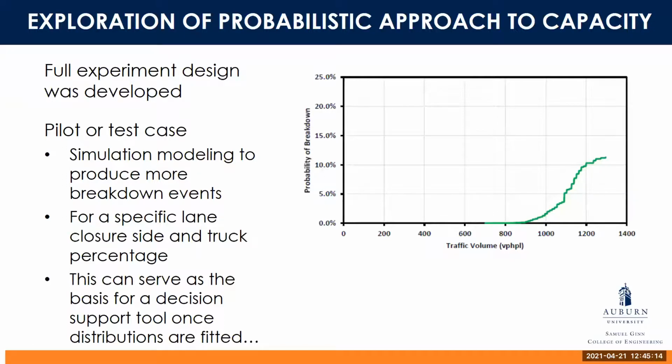Simulation modeling was needed to produce a lot more breakdown events than were observed in the field so that we could be data rich enough to develop this model. And for this pilot or test case, it was just a specific lane closure side and a specific truck percentage value, but this can serve as the basis for a decision support tool for state DOTs once distributions are fitted. So here we're looking on the right at a figure that shows as the traffic volume of vehicles per hour per lane increases, based on what we saw at the site that we had data for, what's the probability that a breakdown will occur.